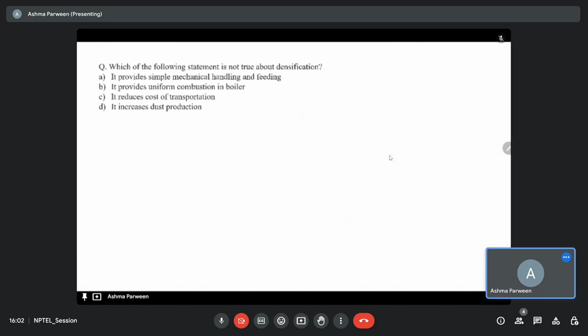So the next question is, which of the following statements is not true about densification? Four statements are given. We have to find out which one is not correct. The first one is, it provides simple mechanical handling and feeding. B is, it provides uniform combustion in boiler. C, it reduces cost of transportation. Or D, it increases dust production.